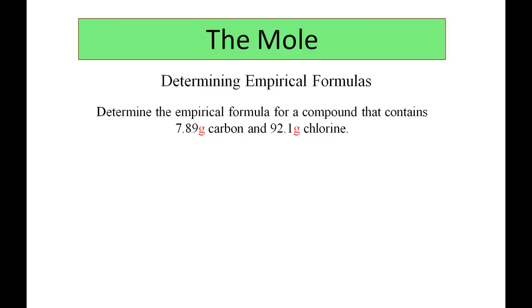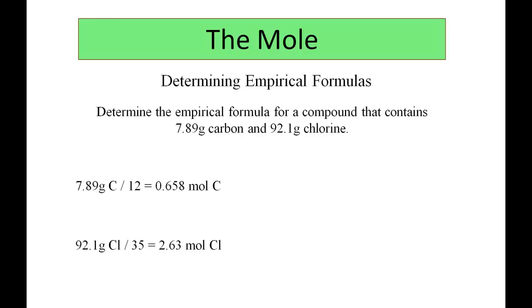So our first step to get this empirical formula is to take the grams of each element in the compound and divide it by its molar mass. The molar mass of carbon is 12 and the molar mass of chlorine is 35. If we divide each of their masses by their molar masses, we can get their moles.